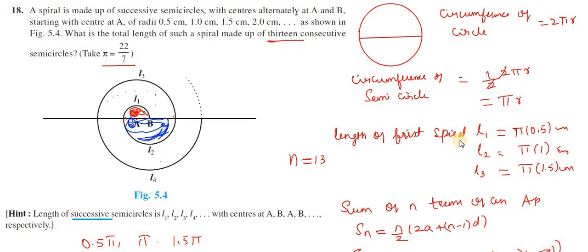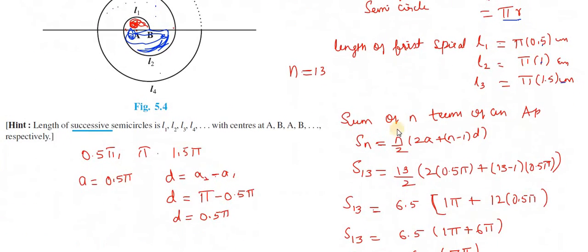So the length of the first spiral is L1, which is equal to pi into 0.5 centimeter, because they gave only the radius. We know this is the formula for the length of a semicircle, that is pi r. The r value for the first semicircle is 0.5. So here I replace 0.5, and next for the second one the radius is 1 centimeter, so I wrote pi into 1 centimeter, and third 1.5 centimeter. Like this keep on going. So we know that this forms an AP: 0.5 pi, 1 pi, 1.5 pi, etc.